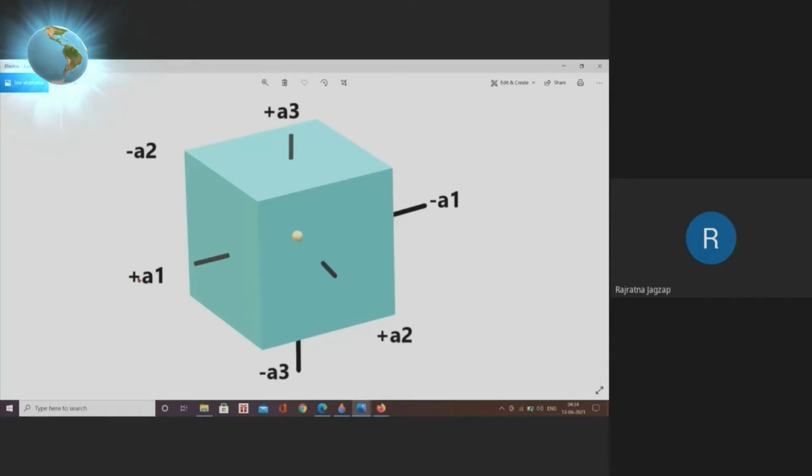As you know, front to back is the A1 axis, front end is positive, back end is negative. Right to left is the A2 axis, right hand side end is positive, left hand side end is negative. Top to bottom is the A3 axis, top end is positive, bottom end is negative. So all these three axes intersect at an imaginary center of symmetry.